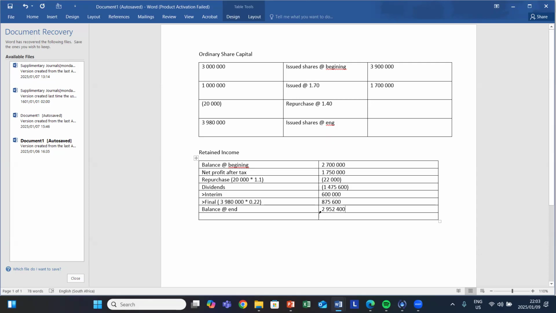So somewhere, somehow, with your retained income, you saw the principles, and you saw how we calculated our repurchase and also your dividends there. So it's paramount for you to know your ordinary share capital because it goes hand in hand with retained income.